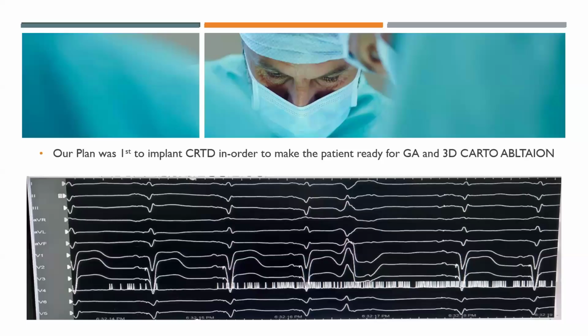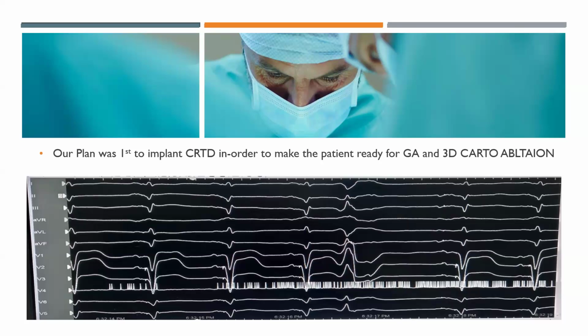Our plan first was to implant a CRTD. Why CRTD? Because he had a fair ejection fraction. By the way, he did an MRI in his native country, which was misleading to us because it stated that his ejection fraction is about 30%, with segmental wall motion hypokinesia and scar tissue in the inferolateral and apical segments, with very low ejection fraction.